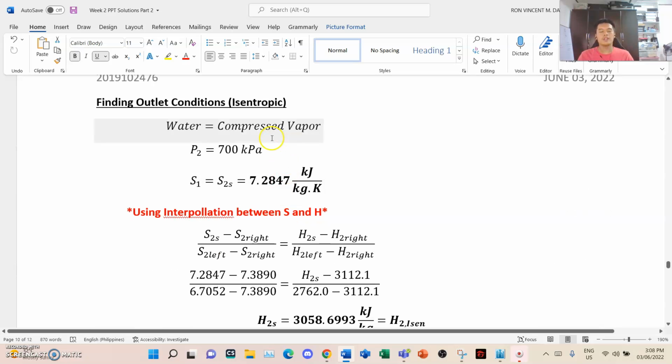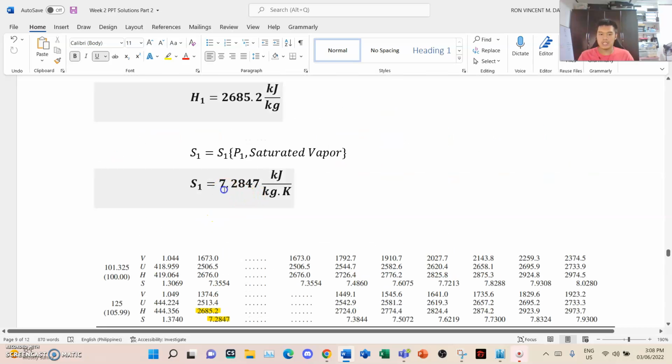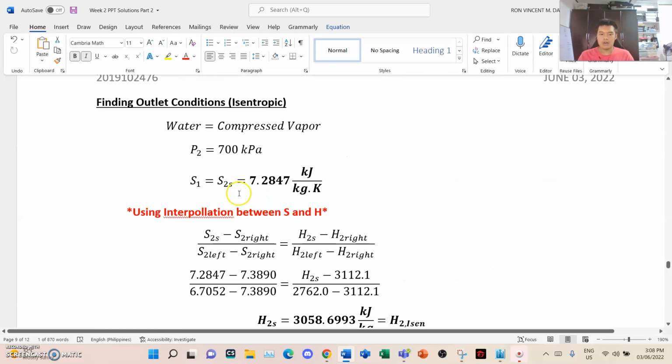Next, we need to find the outlet conditions at isentropic conditions. So we know that the water is compressed vapor. This doesn't help us that much, but we know that the pressure is 700 kPa. Since we assume that it is isentropic, this means that the entropy at the inlet is equal to the entropy at the outlet. That is, S1 equals S2S, or entropy at isentropic condition equals 7.2847 kilojoules per kilogram per Kelvin.